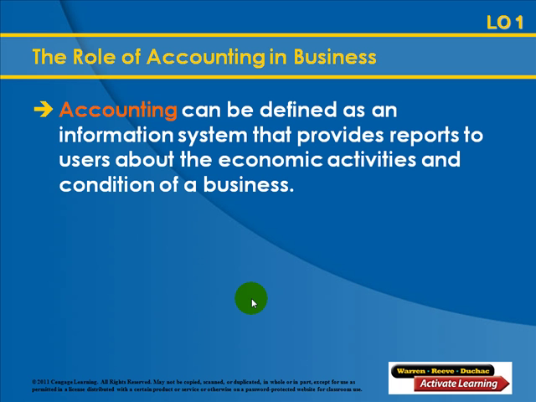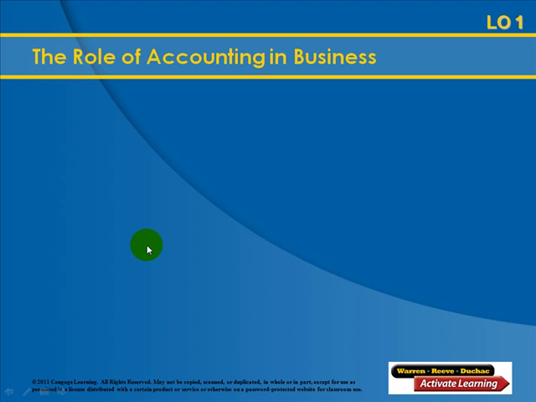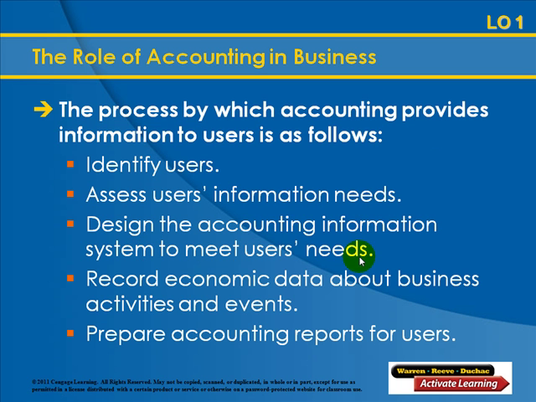Accounting can be defined as the information system that provides reports to users about the economic activities and condition of a business. The process by which accounting provides information to users is as follows. We identify the users. We assess users' information needs. We design the accounting information system to meet the users' needs, record economic data about business activities and events, and prepare accounting reports for users.